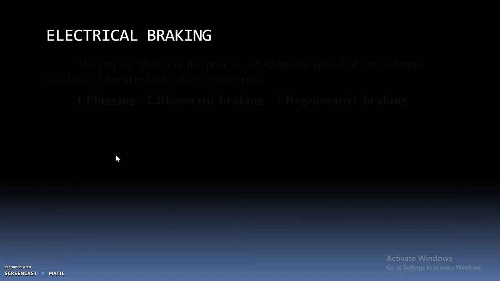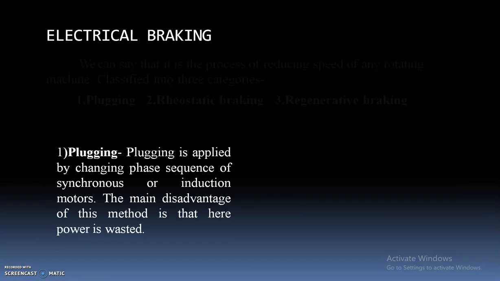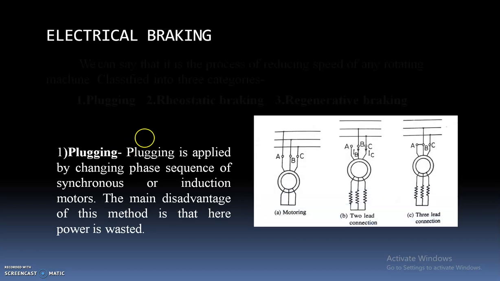And coming to the braking of the traction system, plugging is one of the major braking methods in electrical braking. Plugging means reversal of torque. That means the phases are interchanged to produce reverse torque, and the braking is applied. In this braking, it has the disadvantage of wasting the power as well.